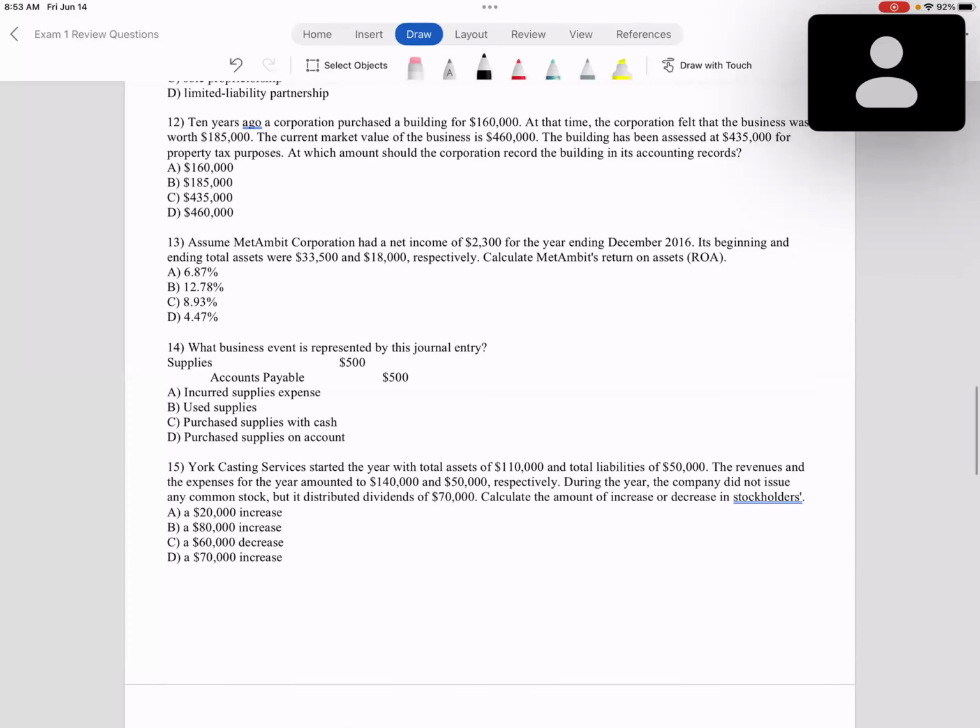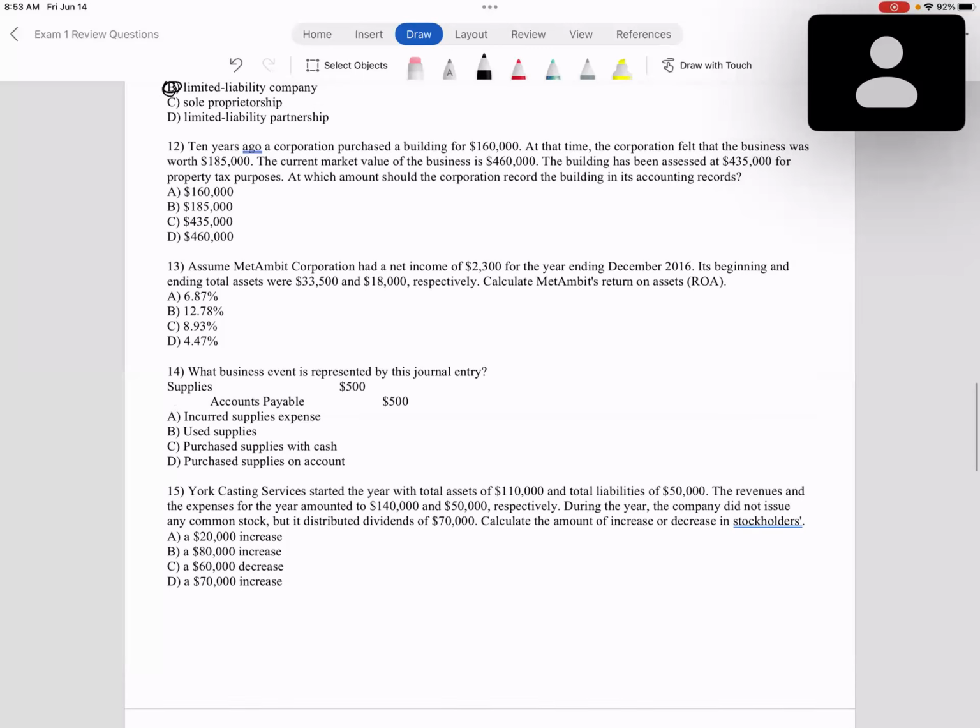Ten years ago, a corporation purchased a building for $160,000. Let's just jump down. Which amount should the corporation record the building at in its accounting records? This is what's called the cost principle. It just means whatever we purchase something for, that is what we record it for in our accounting records, like that's what we do the journal entry. So right off the bat, we purchased the building for $160,000. That's what we should record it as in our accounting records. So that's the correct answer, but we'll read through it, just be careful.